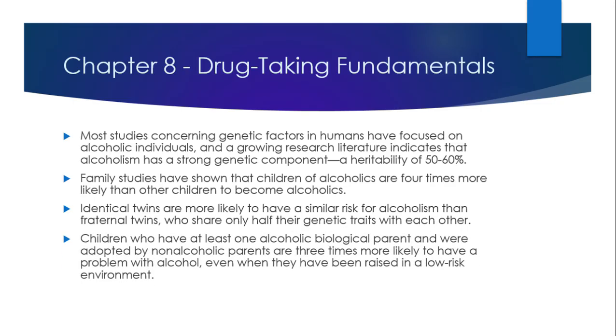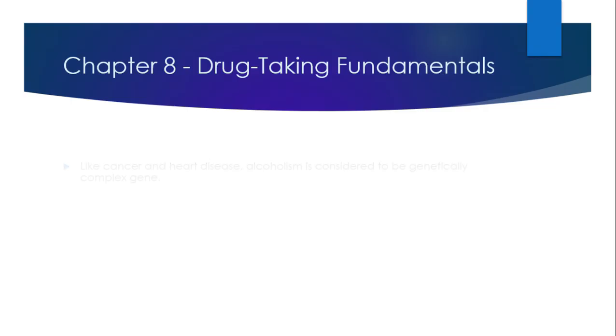We don't have time to get into the details of that, but all the different kinds of studies, adoption studies, the more sophisticated recent studies which look at specific genetic variants, they all point to the same story of the genetic influence being important. Children who have at least one alcoholic biological parent and were adopted by a non-alcoholic parent are 3 times more likely to have a problem with alcohol, even when they have been raised in a low-risk environment. So that's just another way. There are many different methods used in these studies that have revealed the importance of genetic influence.